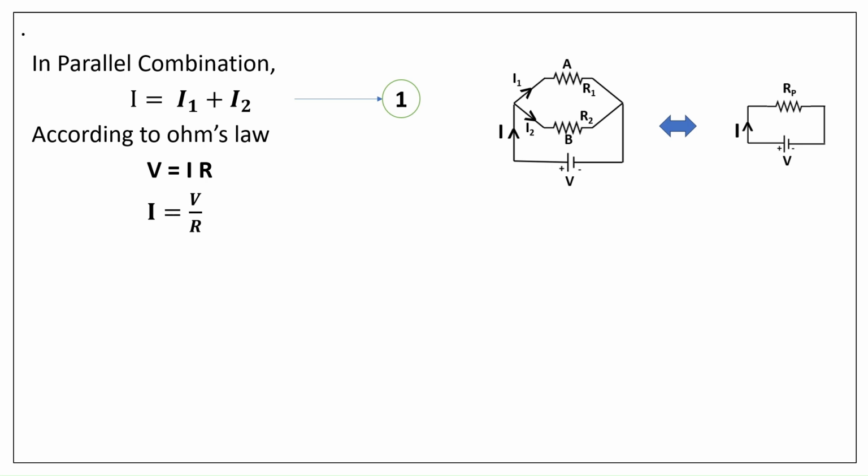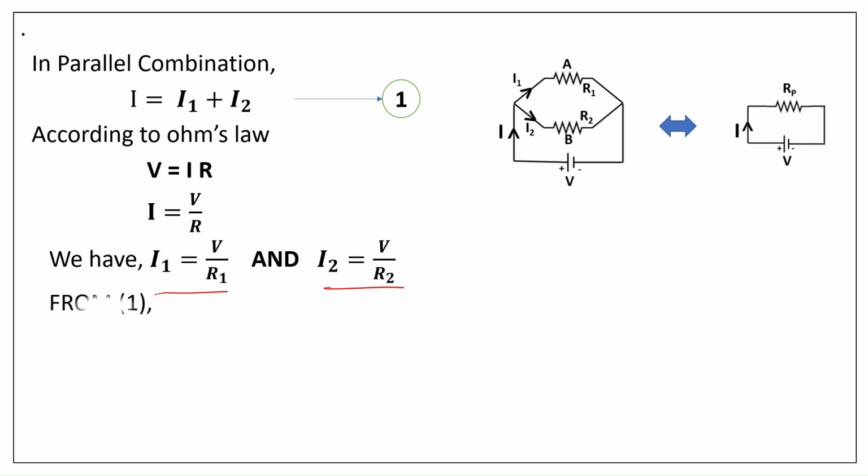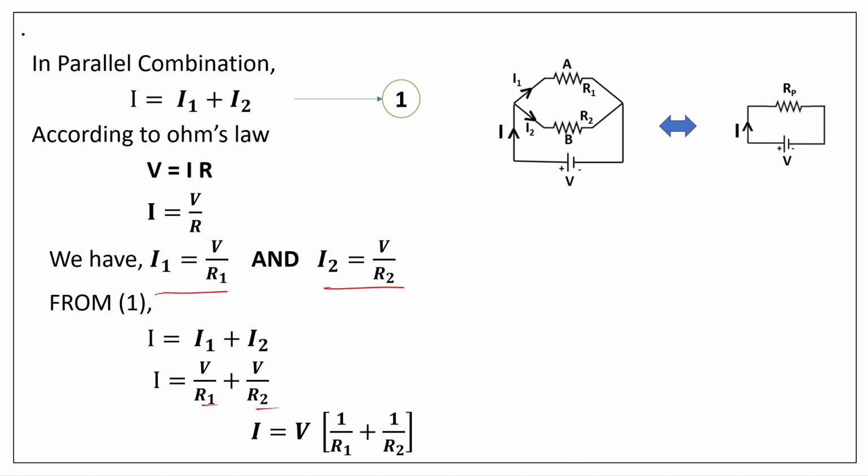On equating, I is equal to V by R. So we have I1 is equal to V by R1 and I2 is equal to V by R2. Substitute I1 and I2 values in equation 1. That is, I is equal to V by R1 plus V by R2. On taking V common, we get I is equal to V into bracket 1 by R1 plus 1 by R2. Mark as equation 2.